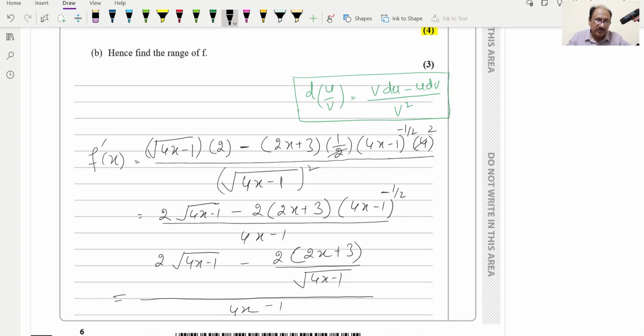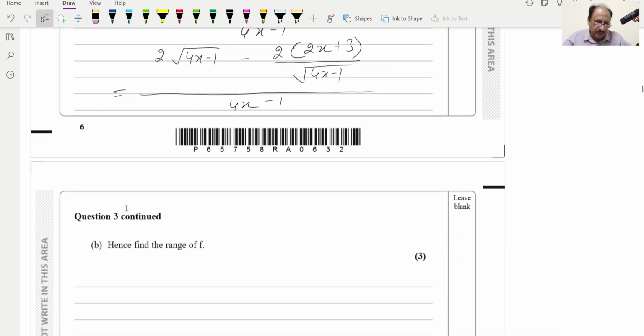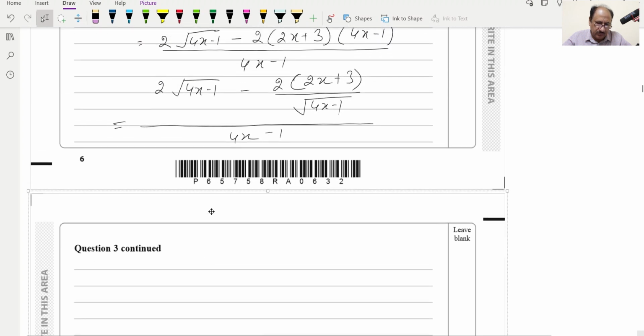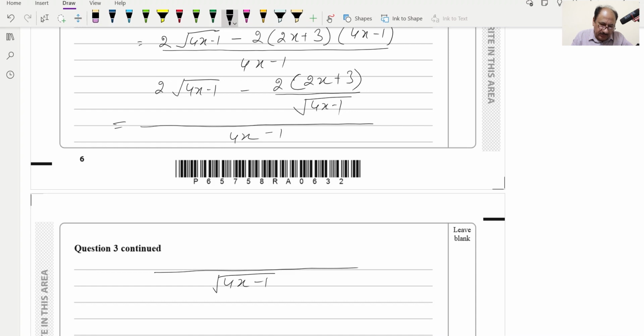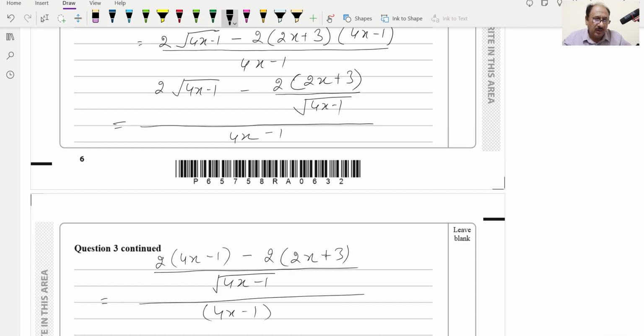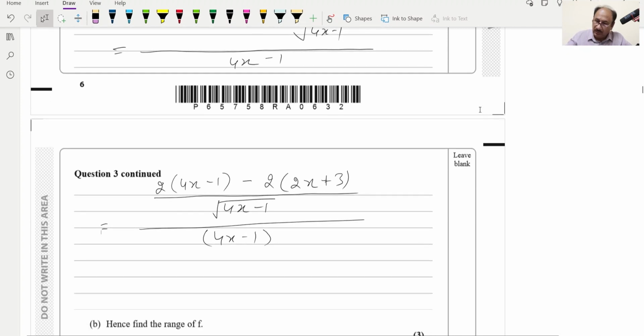Now this numerator fraction we can solve, and we can write, like for example, this fraction we can write like this one over here. So I will be writing this one, 4x minus 1 root. I'm taking the LCM of the numerator only, and this will be 2 into 4x minus 1 and minus this will be 2 into 2x plus 3 and whole over this will be 4x minus 1. So this will be after taking the LCM, and now we can write the further step.